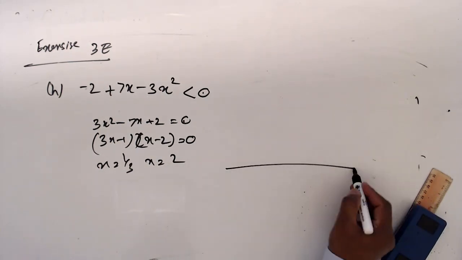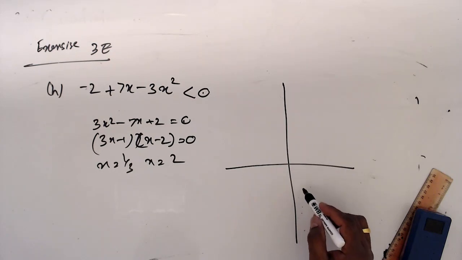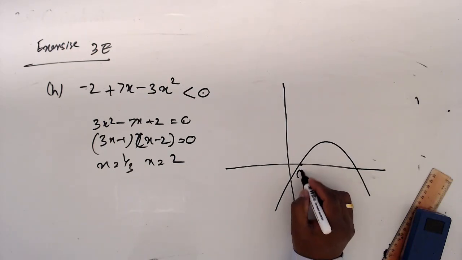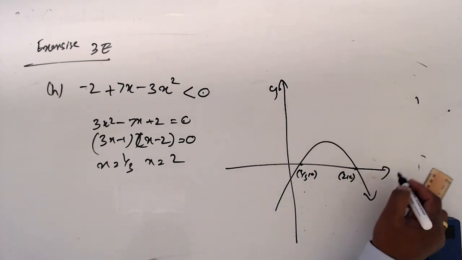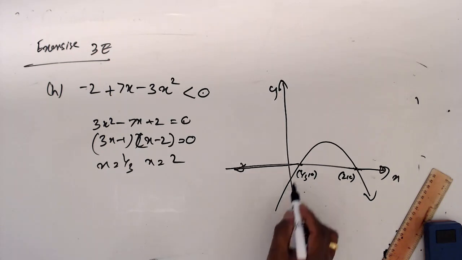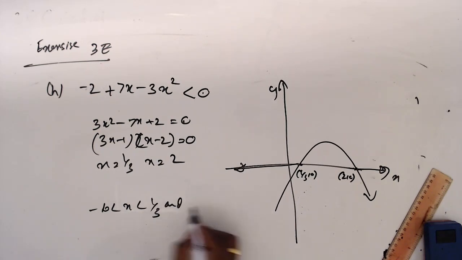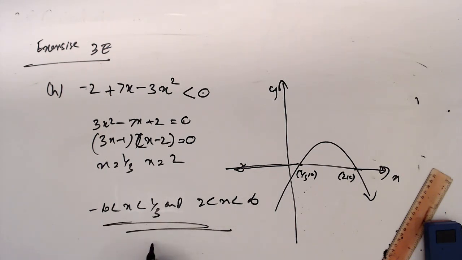So when you draw the graph, this is max, 1/3 and 2. This is 1/3, 0, this is 2, 0, y, x. So this is the area and then this is the area. Those two areas, so minus infinity, x less than 1/3 and this area, 2 greater than x greater than infinity. Also you can write the answer as x less than 1/3 and greater than 2.